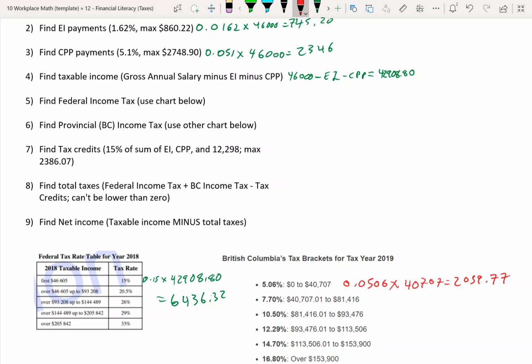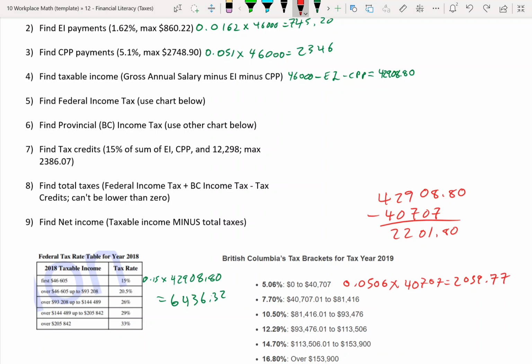Cool. Now, this is where we're going to pay the little bit extra. So what we're going to do is I'm going to take the 42908.80 and I'm going to subtract what we put into this first category, the 40707. Okay? When I do that, 42908.8 minus 40707, it leaves me with 2201.80.